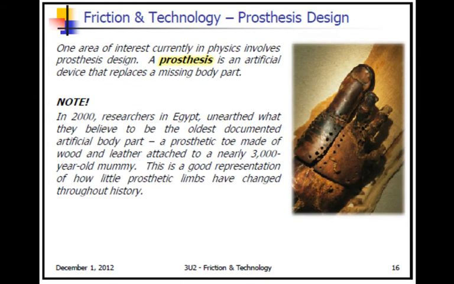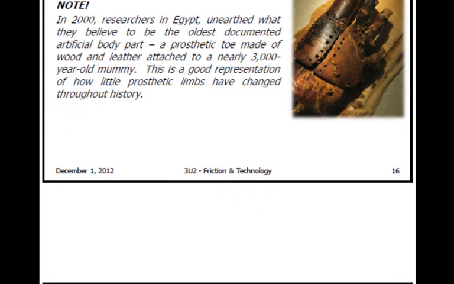One area of interest currently in physics involves prosthesis design. A prosthesis is an artificial device that replaces a missing body part. In 2000, researchers in Egypt unearthed what they believe to be the oldest documented artificial part, a prosthetic toe made of wool and leather attached to a nearly 3,000-year-old mummy. This is a good representation of how little prosthetic limbs have changed throughout history. That's just a curious little thing, and there's a nice picture there to see that prosthetic toe.